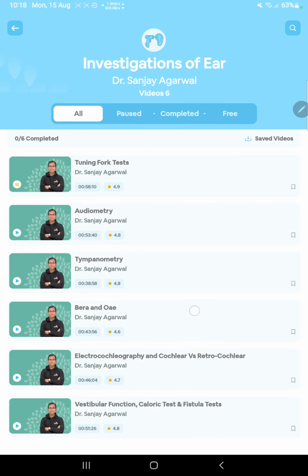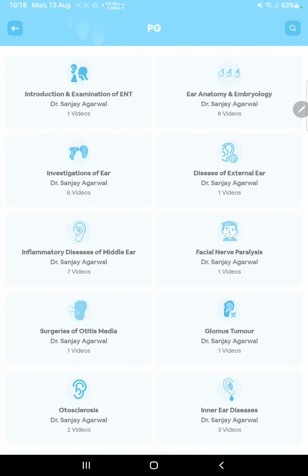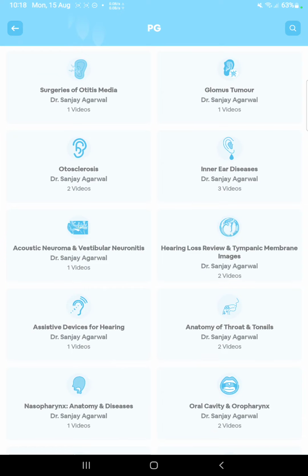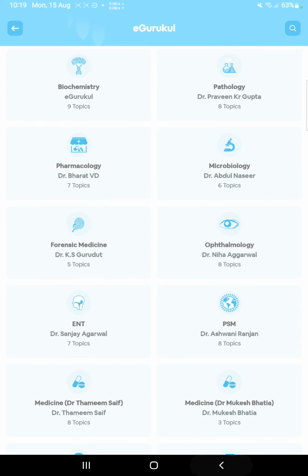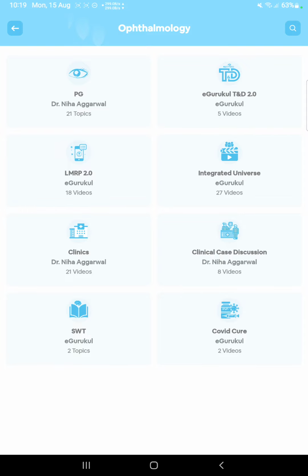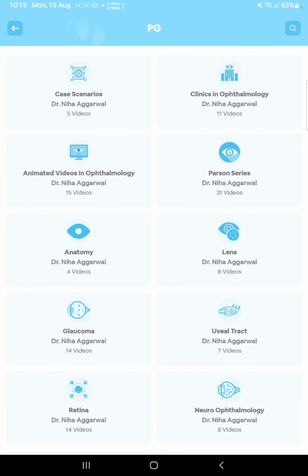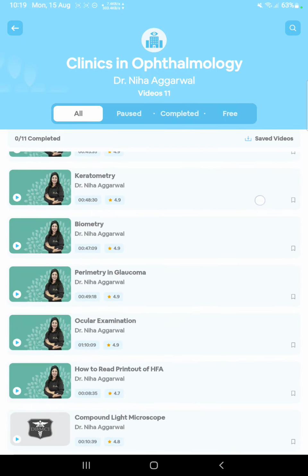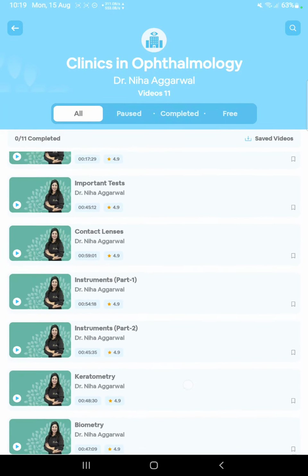So if you look at these, these are the tests which are being covered. These are covered more in-depth within the lecture classes itself. Okay, and the surgeries for all of this are also covered in the lectures itself. Similarly with ophthalmology. If you look at the PG videos, you will see there are clinics in ophthalmology. Okay, so these are the things that you actually do on a patient. This is being demonstrated on a patient.